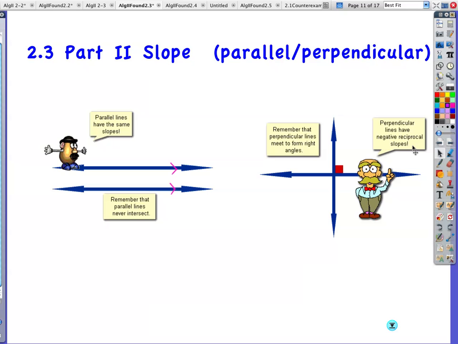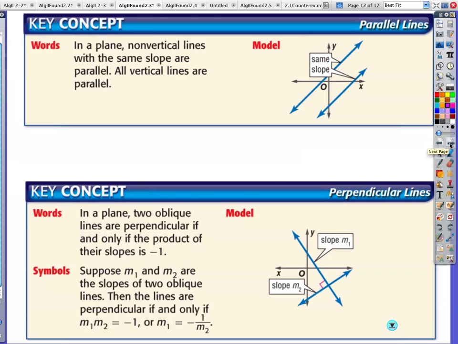And basically, this is the point of the lesson. All right. You don't have to write it in this way, but in a plane, nonvertical lines with the same slope are parallel. So if you have lines with the same slope, they're parallel. And here you have perpendicular. They have this crazy way of saying this.